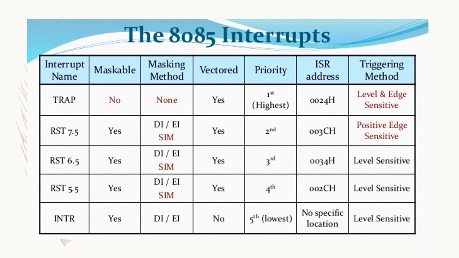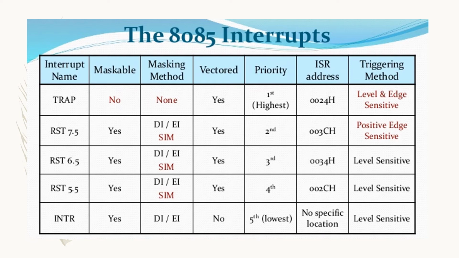You can see in the table the name of the interrupt has been given. It has been arranged according to the priority. Then it has been informed whether it is a maskable or a non-maskable interrupt. As we know, all the interrupts except TRAP are maskable interrupts. Next, the masking methods. Masking method means what I am going to do in order to enable and disable the interrupts. TRAP, we can't keep it pending.